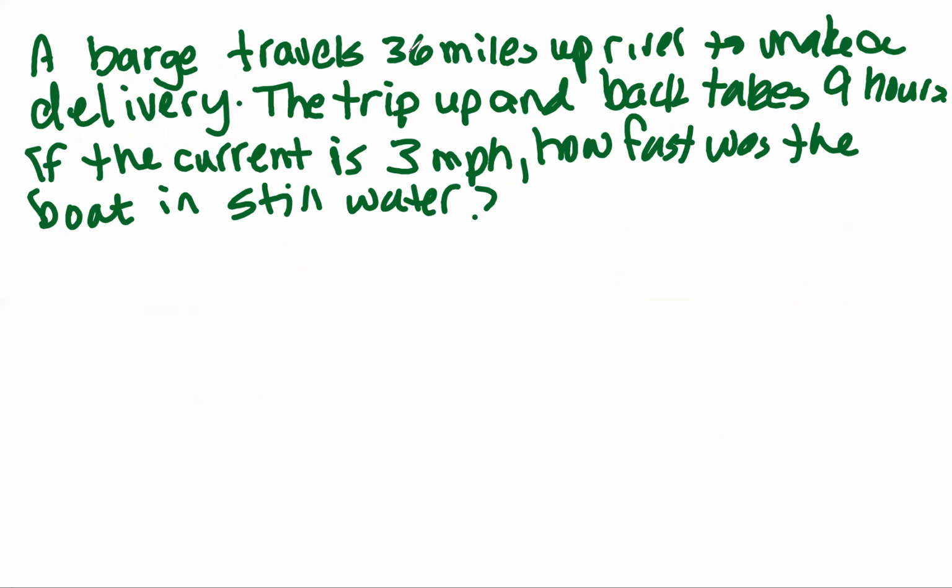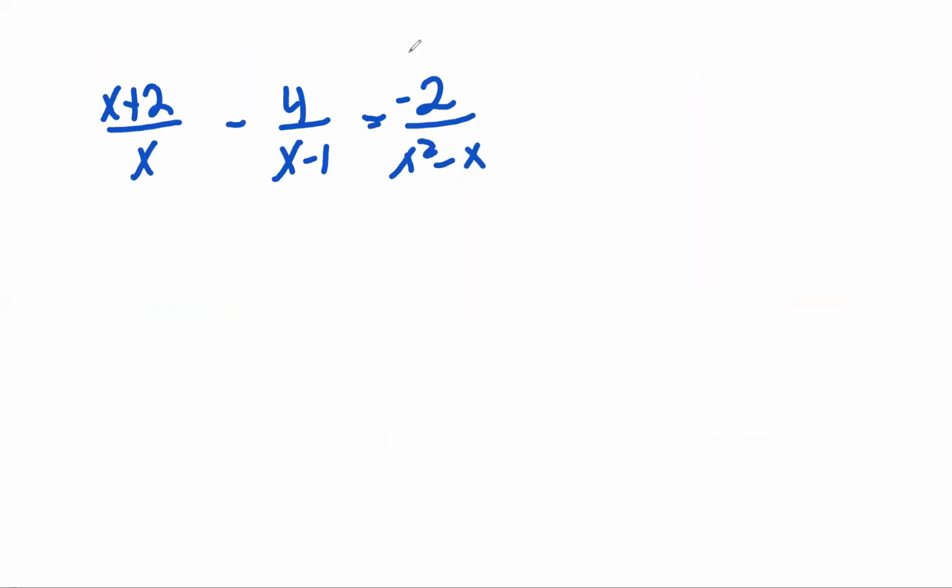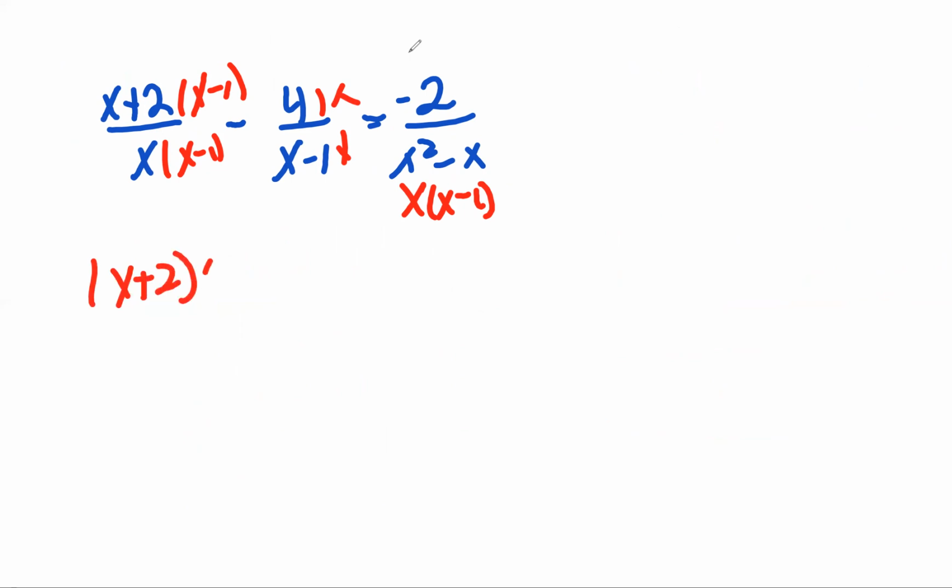Sorry about that. Skipped over what I needed for it to do. All right, by the same token, this would be multiplying. This is x times x minus 1. So this needs an x minus 1 in the top and in the bottom. And this needs an x in the top and bottom, and this doesn't need anything. So x plus 2 times x minus 1 minus 4x is equal to -2.